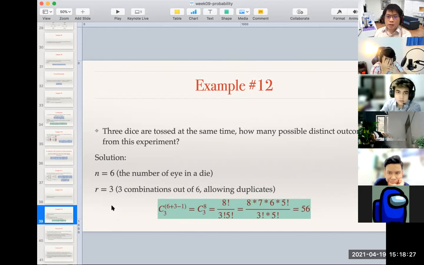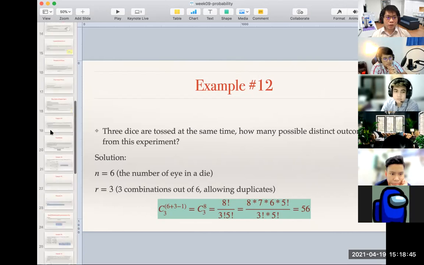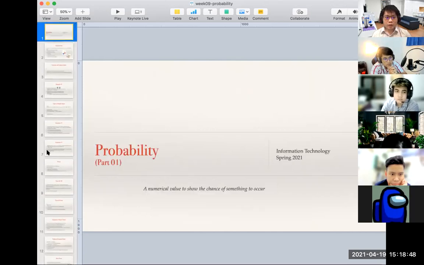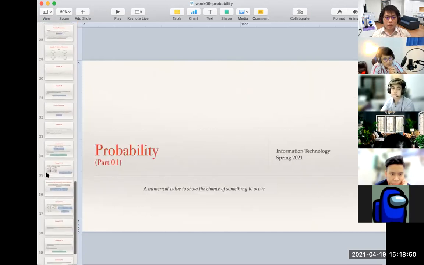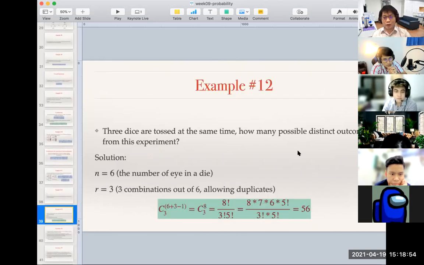All right, so this is the last slide for this topic. Any questions so far about experiments, sample space, outcome, permutation, combination? We haven't reached the probability. Even though the title for this PPT is probability, it's still part 1. So we haven't touched the probability part at all at this point. We will talk more about probability in the next week lecture.